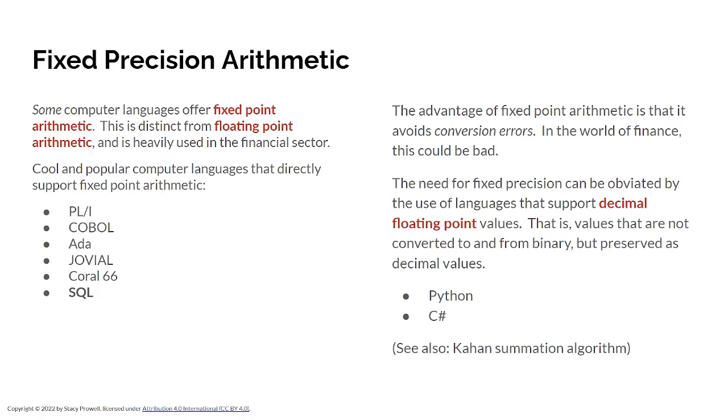The advantage that fixed point arithmetic has is it avoids what's known as conversion errors, right? So I do some financial math, and I wind up with like 0.333333333, and I have to convert it into the appropriate decimal, and I can screw that up, maybe. So what I need to do is avoid those conversions back and forth.